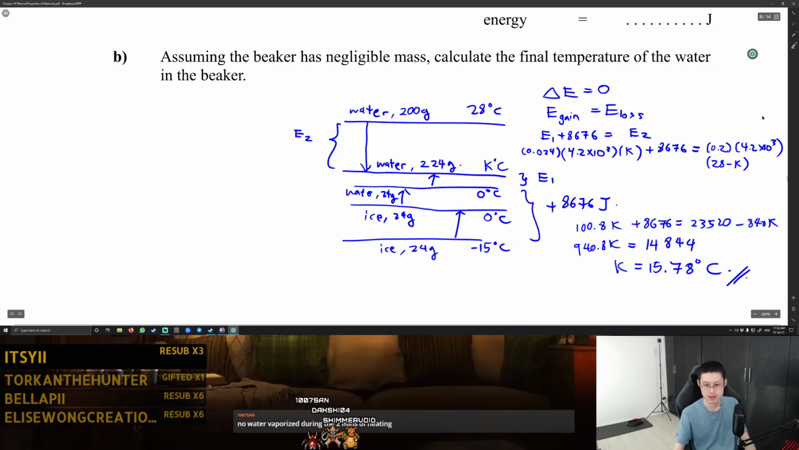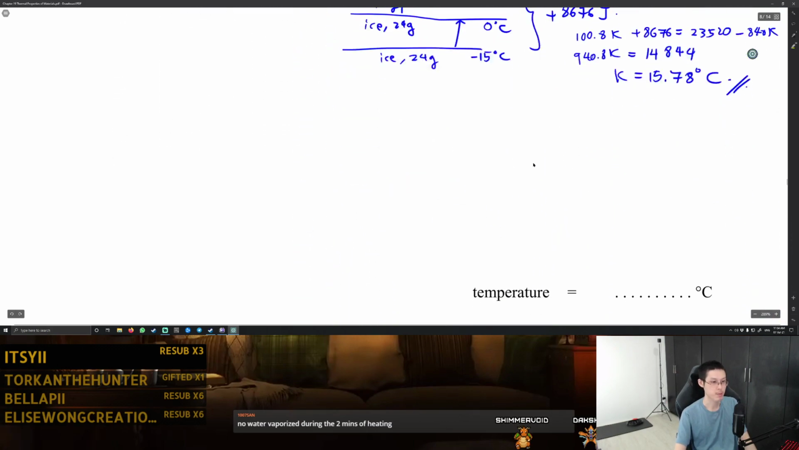So the first thing you have to do is always draw the flowchart, so you know exactly what to do later. So draw the flowchart and then use conservation of energy. Say gain of energy equals loss in energy, put in the values, and then you work it out. That's it. Okay, right, moving on.